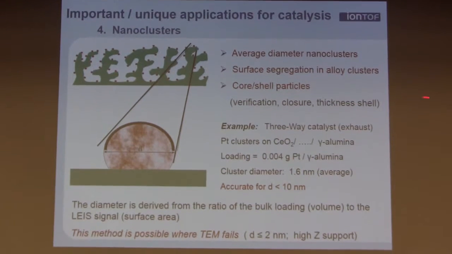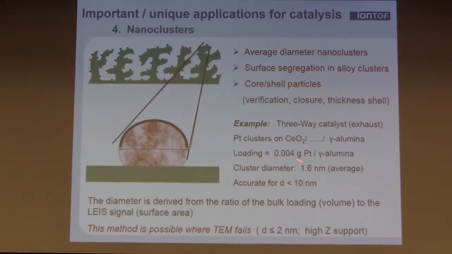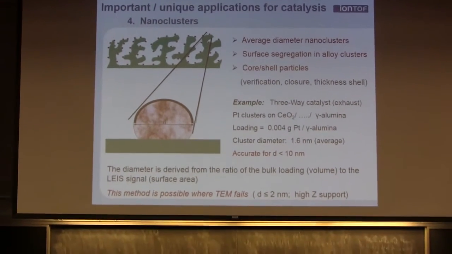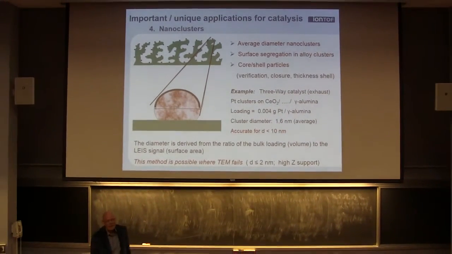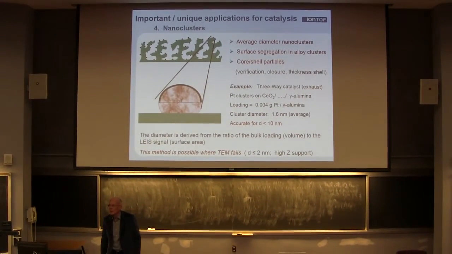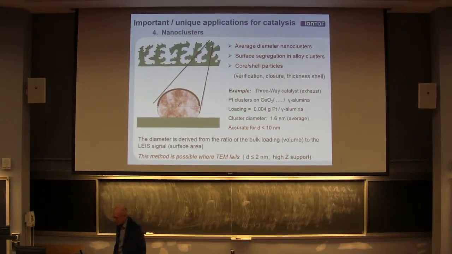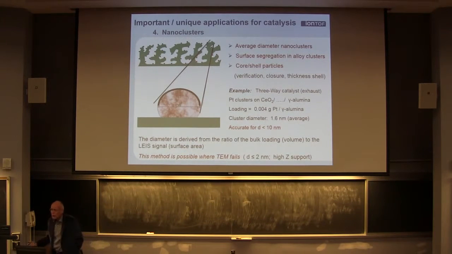So once they get below 10 nanometers, and in this particular case it's the 3-way catalyst that you have in your car, a typical size is 1.6 nanometers of these particles. And of course, if you want value for your money, it's very important to measure that, because you don't care about all the other platinum which is not at the surface and not available for catalysis. You care about these.